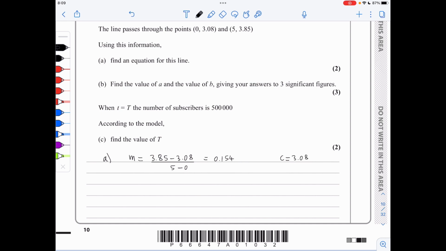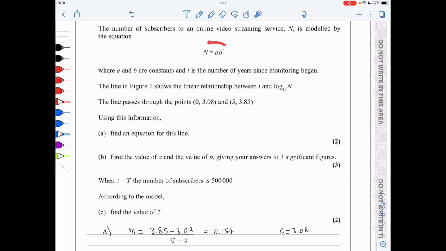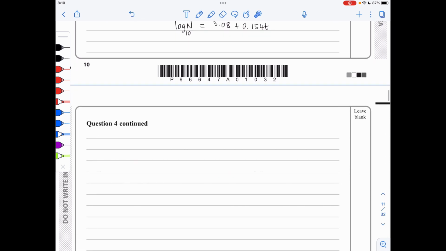And therefore we have that log of n base 10 is equal to 3.08 plus 0.154 t. In b, we have the model n is ab to the power of t, and we need to find the value of a and the value of b, giving our answers to 3 significant figures. So I will start by writing the model n is ab to the power of t, and then I will take log base 10 of both sides.